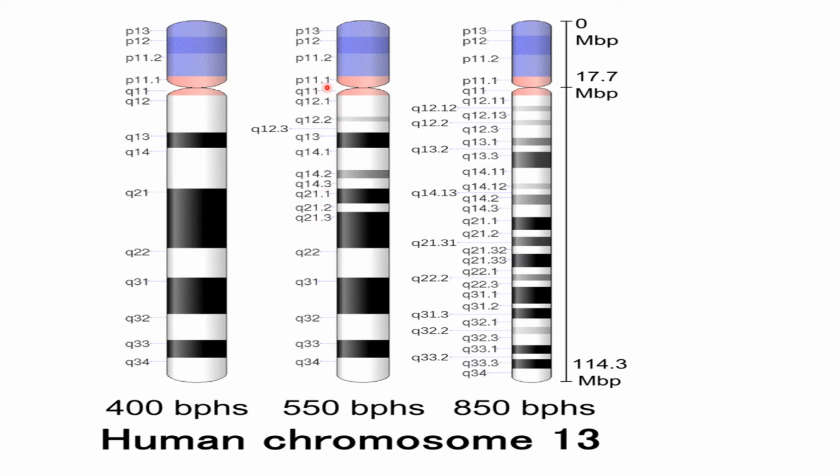Region 1, band 1, subband 1, region 1, band 1, subband 2. In the long arm, region 1, band 2, subband 2, region 1, band 4, subband 1, region 1, band 4, subband 2, region 1, band 4, subband 3, and so on and so forth. As the resolution increases, the division goes on increasing.